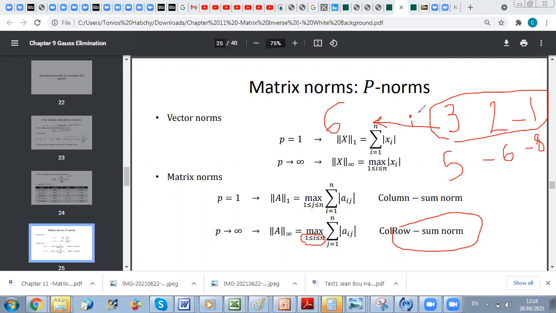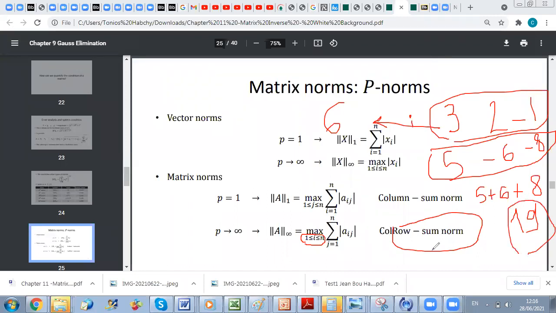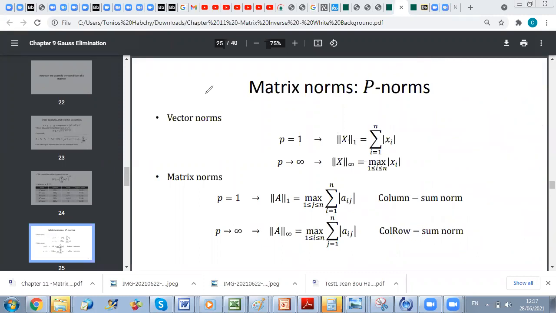Now i is changed from 1 to 2. And now I do the summation of these elements. 5 plus the absolute value of minus 6, which is 6, plus the absolute value of minus 8, which is 8. So I have 8 plus 6 is 14, plus 5, it's 19. And I select the largest between the two, which is 19. Okay. In this way, I can define two types of norms, the most frequently used, column sum norm and row sum norm. Okay. And now we will see how to use these norms into assessing the condition of a matrix.